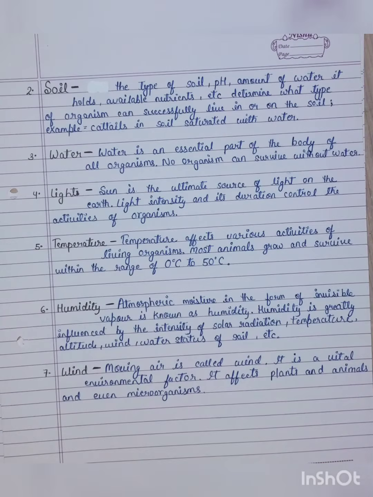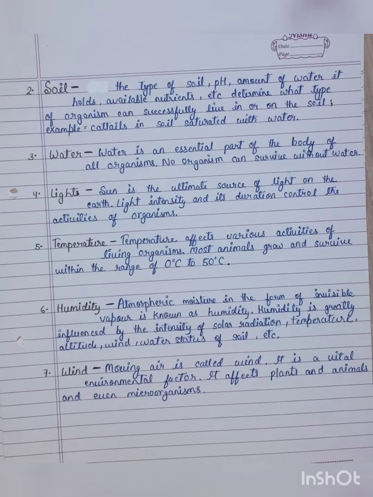Soil: the type of soil, pH, amount of water it holds, available nutrients, etc., determine what type of organism can successfully live in or on the soil. Example: cactus in soil. Water is an essential part of the body of all organisms. No organism can survive without water.